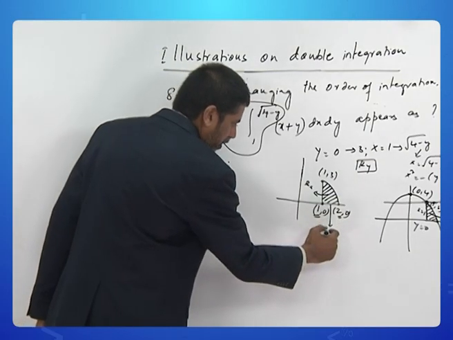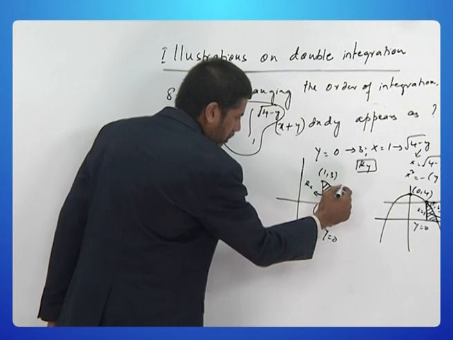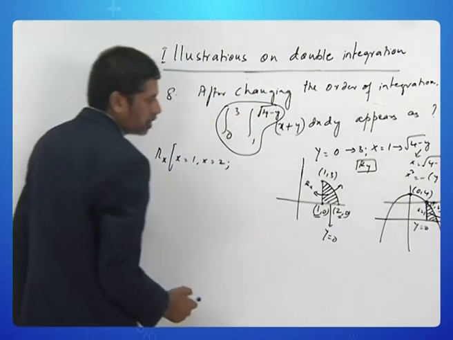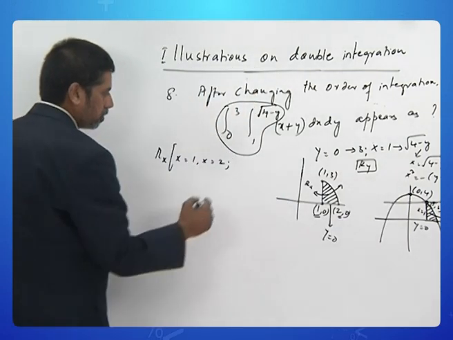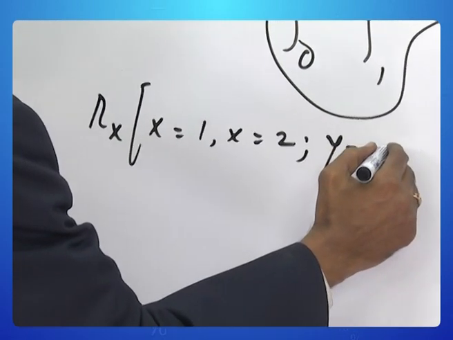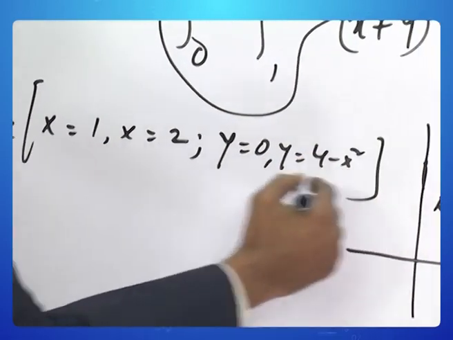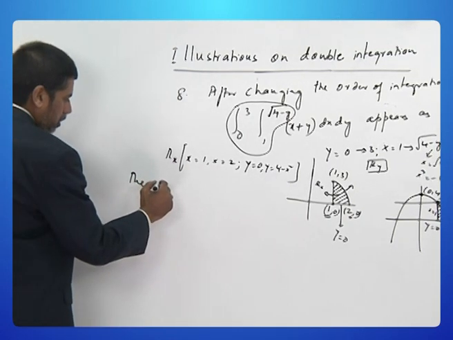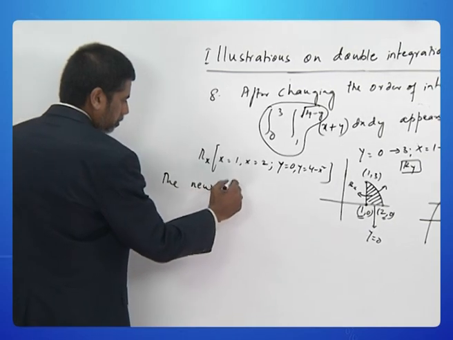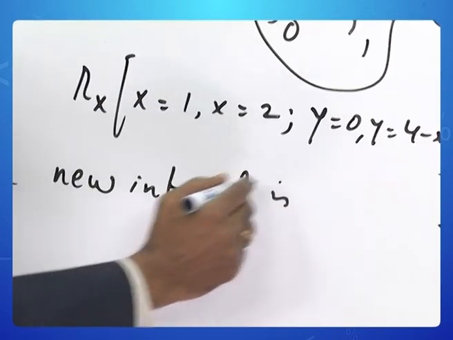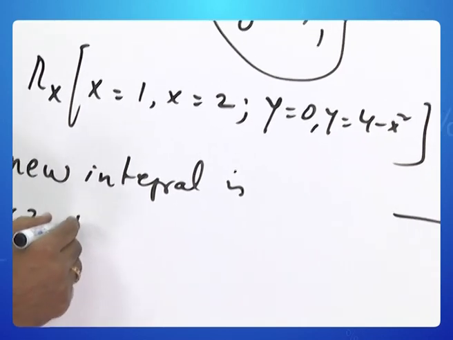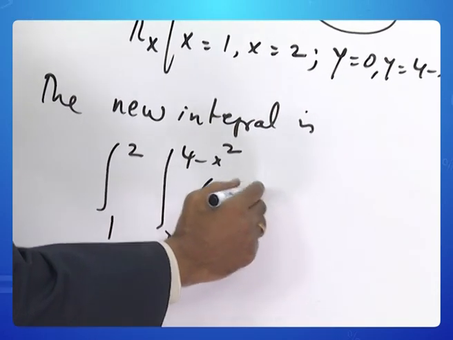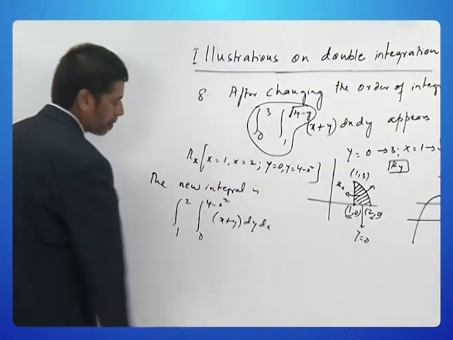This is the lower limit of y is equal to 0. This is the upper limit of y. The upper limit of y will come from this equation. So y is equal to 4 minus x squared. Y is equal to 0 to y is equal to 4 minus x squared. Therefore, the new integral is integral 1 to 2, integral 0 to 4 minus x squared, x plus y dy dx.